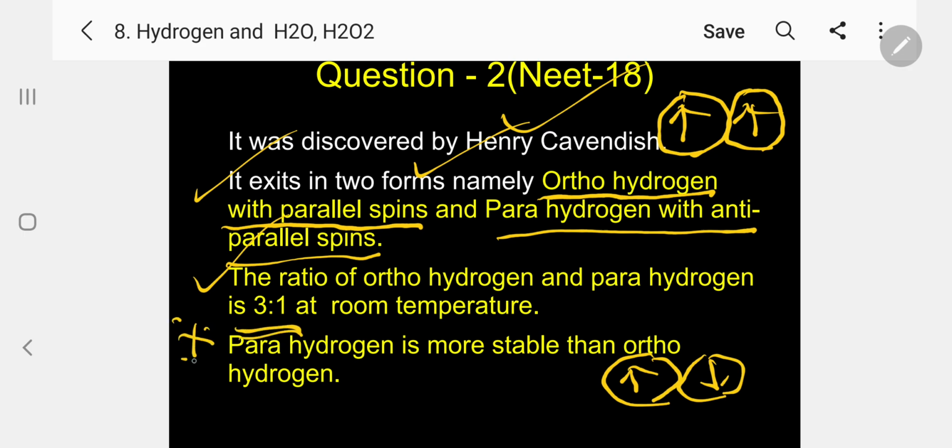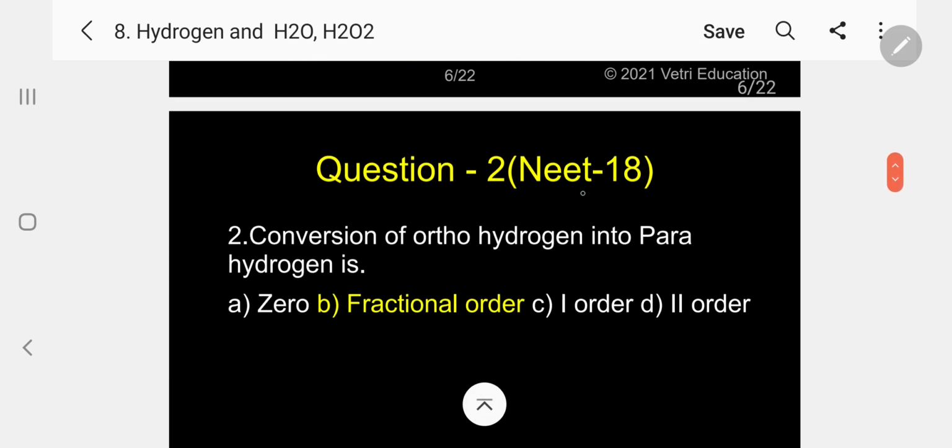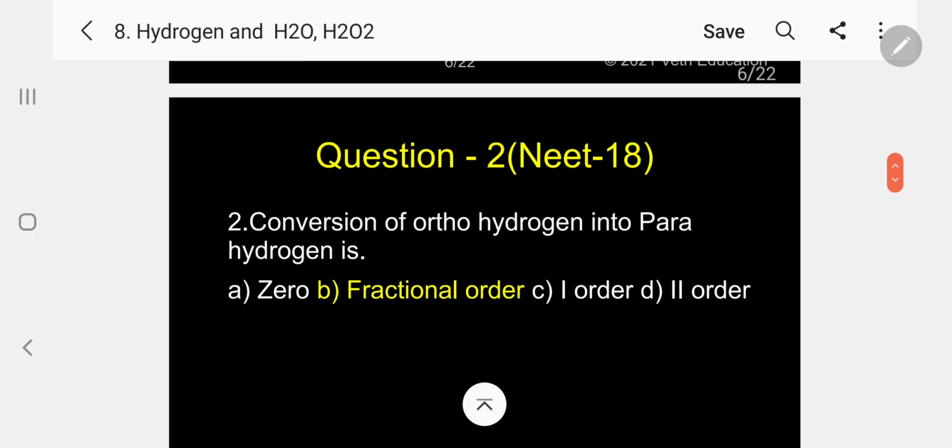Please note, a question can also be asked. So orthohydrogen is 3 and parahydrogen is 1. That is the ratio at room temperature. Another important thing is parahydrogen is more stable than orthohydrogen because the spins are opposite, so the forces are balancing. Okay, now we will come to the questions.